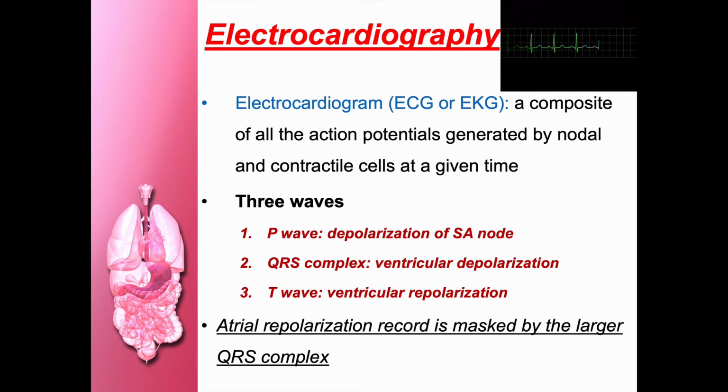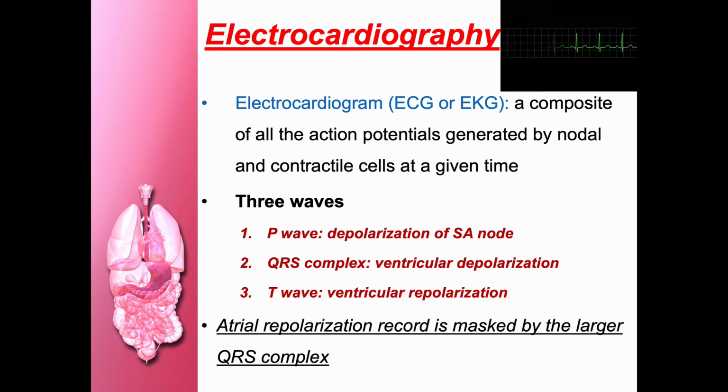We call it a process of a composite of the action potential generated by nodal and contractile cells at the given time. In ECG there are three waves, that is P wave, QRS complex wave and T wave. These are the three wave components of ECG.